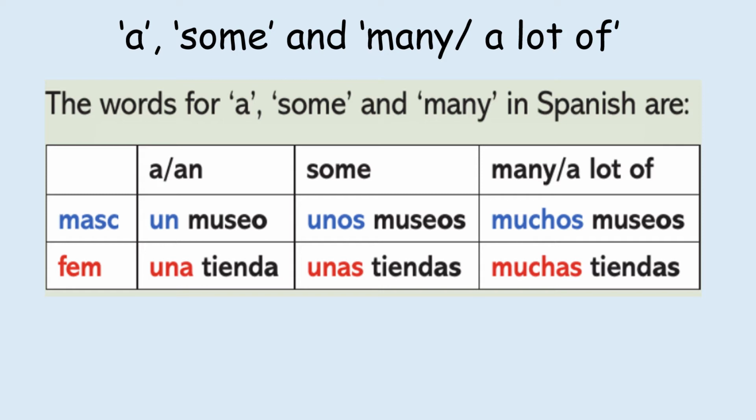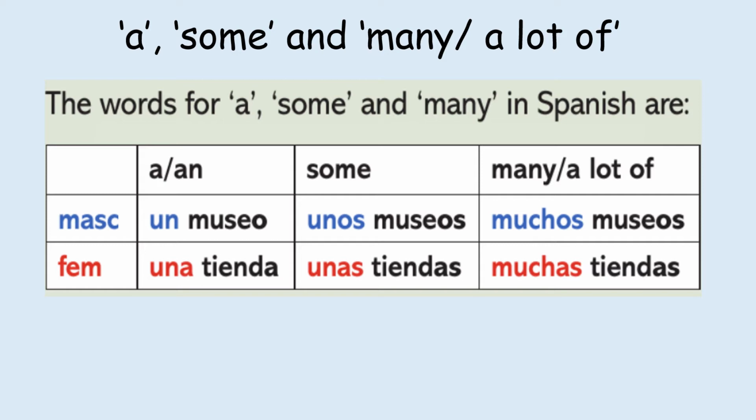For many or a lot of, the masculine form is muchos. For example, muchos museos, many museums. And the feminine form is muchas. For example, muchas tiendas, many shops.